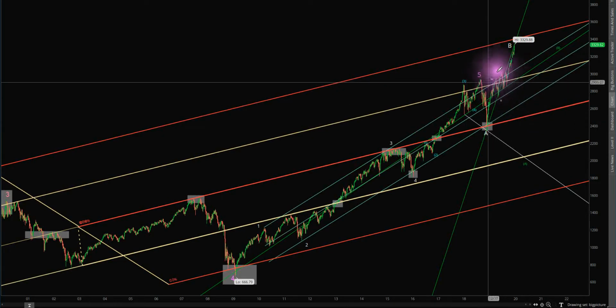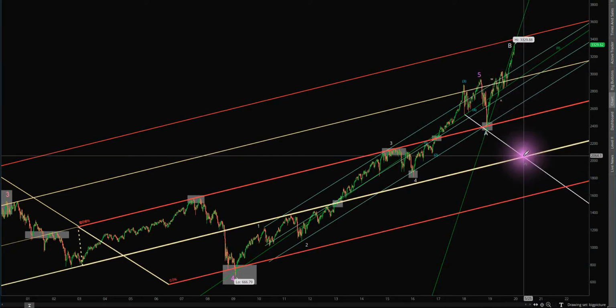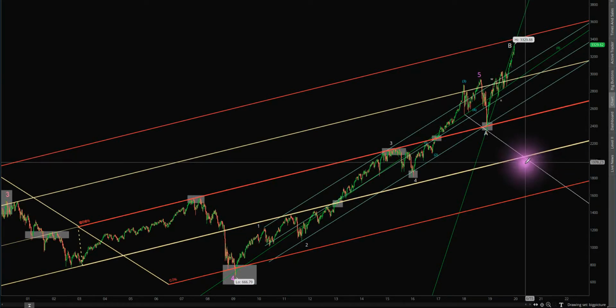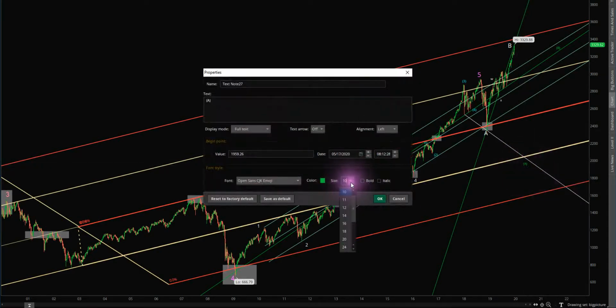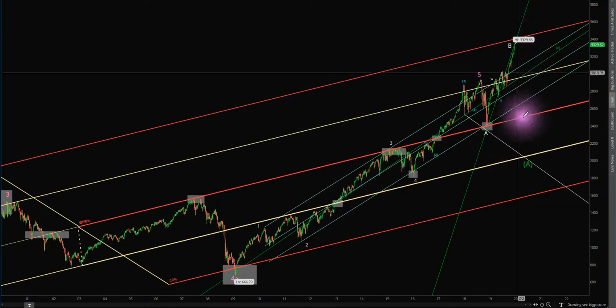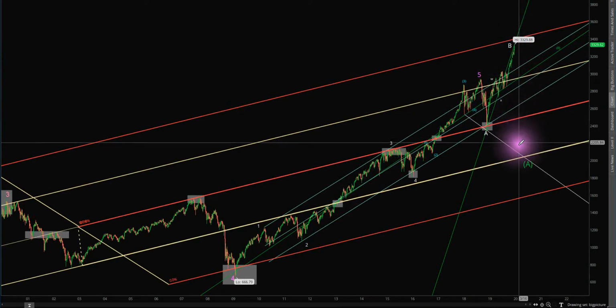However, it would be better if it gives us a nice break to 2000. But I'm not sure that's going to happen. Then that actually ends the A on a higher degree. So we set it a bit higher, bigger. So these 3 waves will make the A wave.